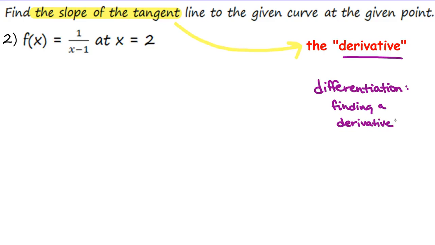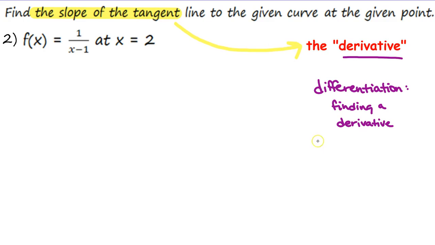So, the reason this class is called differential calculus is because this class is all about differentiation, which means this class is all about finding derivatives. So, now the cat's out of the bag. Now we know what this class is all about. Finding rates of change. So let's do it.